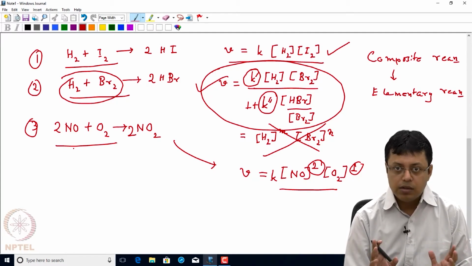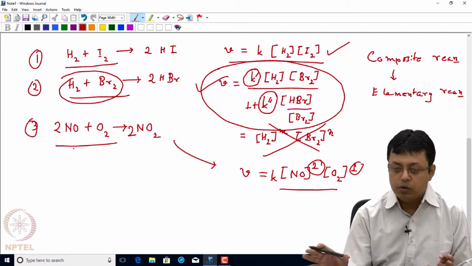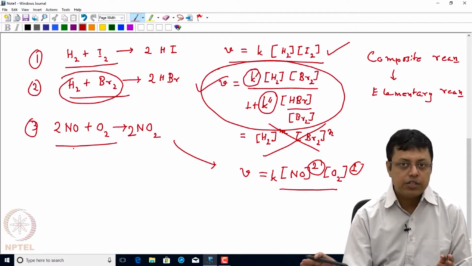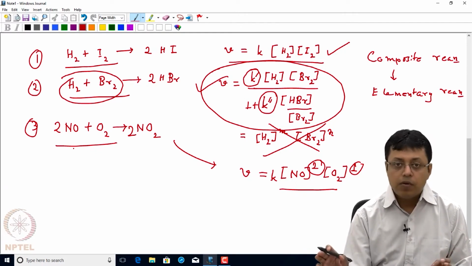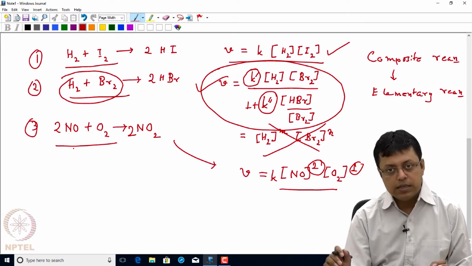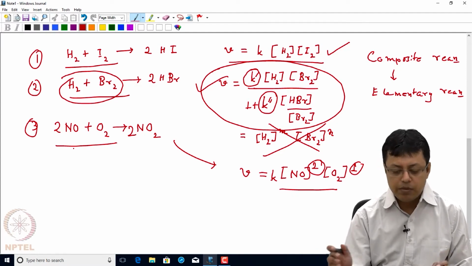So we exclude that possibility, and we say that although the overall order for this reaction is 3, by overall order we mean the sum of the orders for individual reactants, and although the overall order is 3, this reaction is not a trimolecular elementary reaction. It is composed of many reactions.